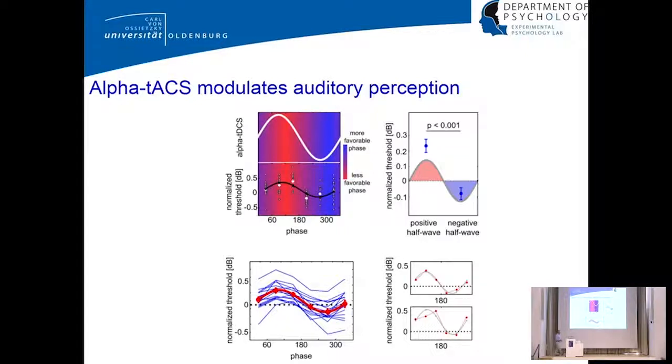So we think, yes, we are able to modulate auditory perception if we apply a sine wave to the auditory cortex. And the reviewers are usually not so happy with nonlinear regressions of sine waves, and therefore we also had to do a t-test of the best phase versus the worst phase, and you can see that is highly significant, which made us happy, of course.